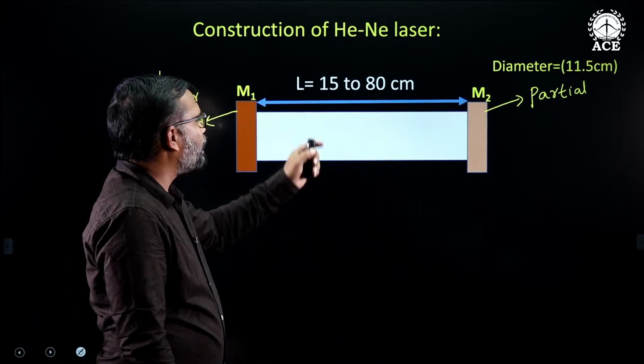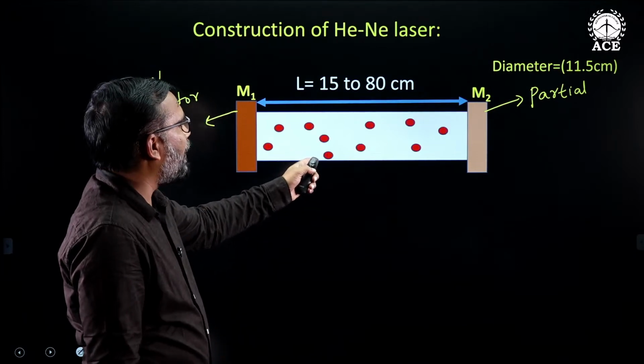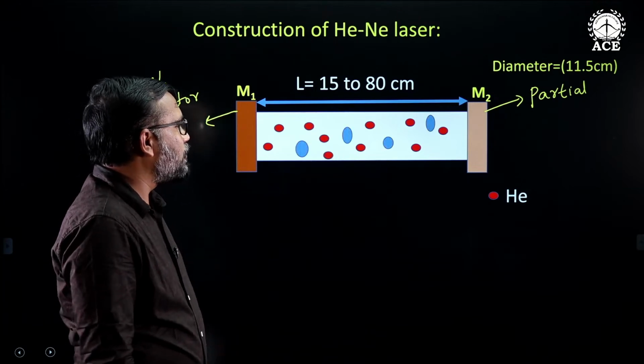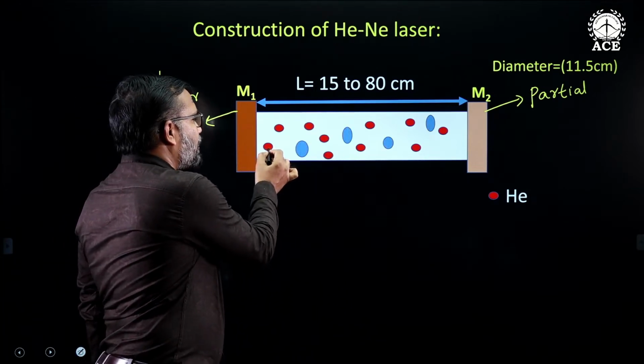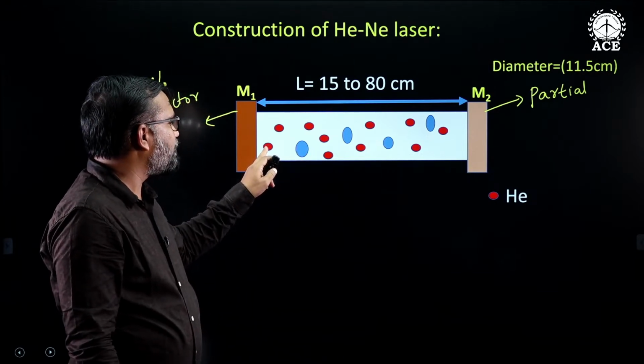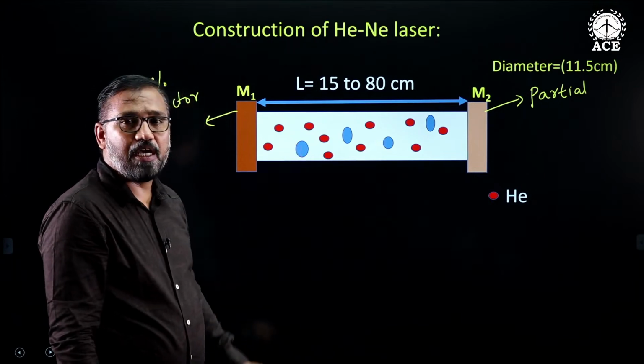After that we are going to have electrodes. These are some atoms: helium atoms, and these are the neon atoms. I have given some representation. This one is of smaller size, which means it is helium, and this one is of bigger size, so it is a neon atom.